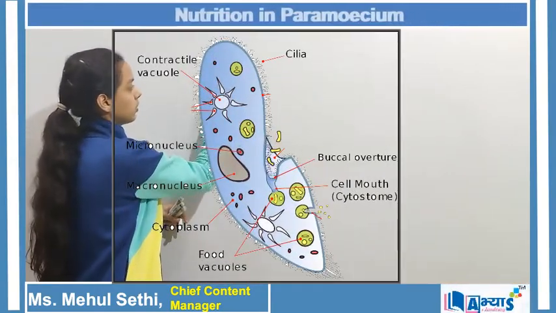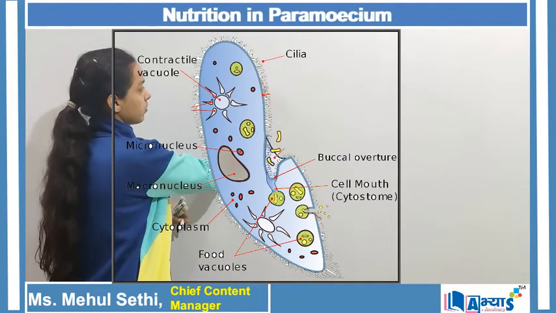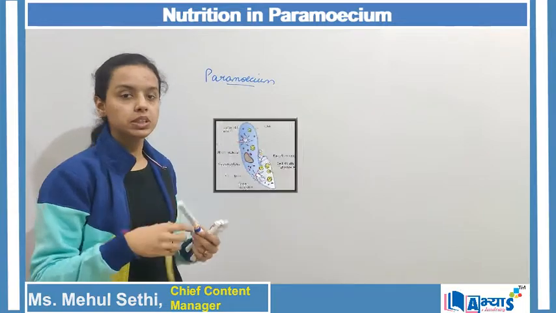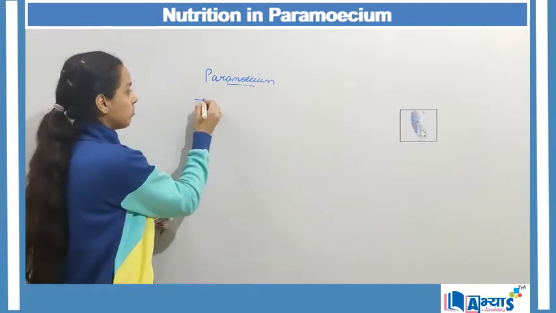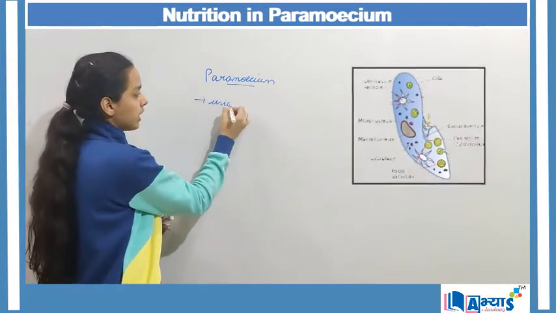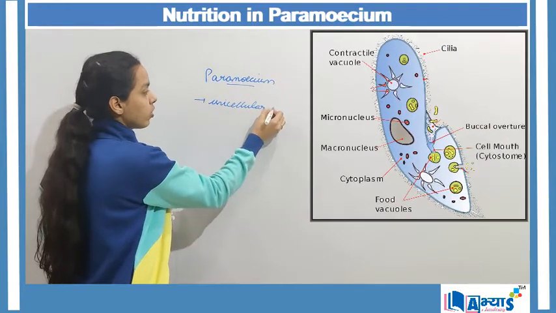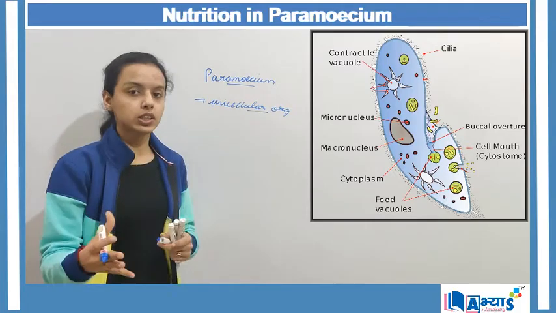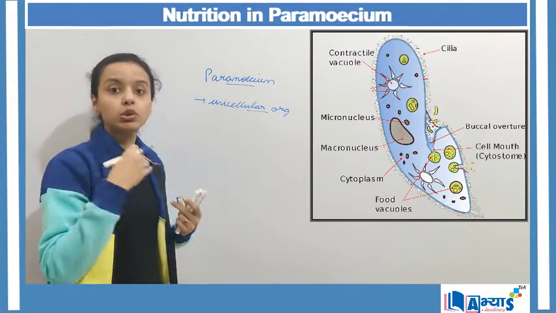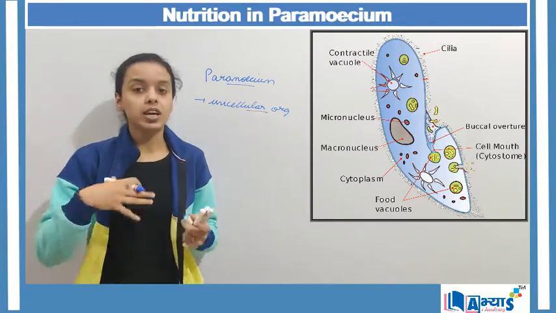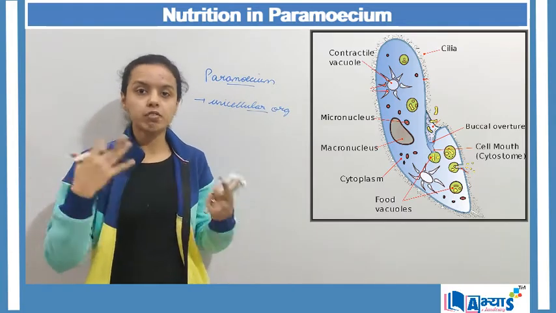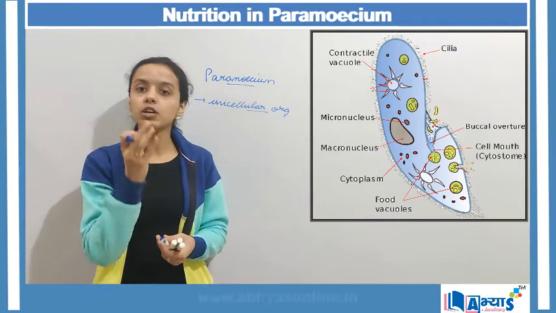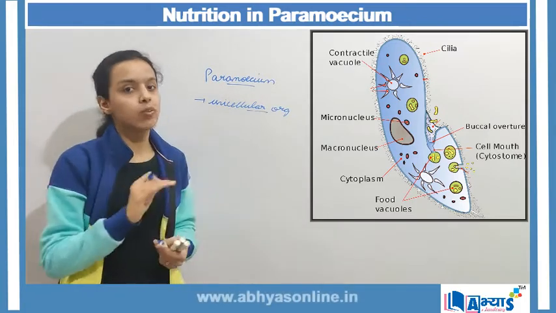Paramecium. So when we talk about paramecium, basically paramecium is a unicellular organism. That means it is made up of only a single cell. And that cell basically does all the functions that are required for the paramecium to live. That is reproduction, respiration, that is diffusion of various gases, movement and nutrition. So the part of nutrition we will discuss now in this video.